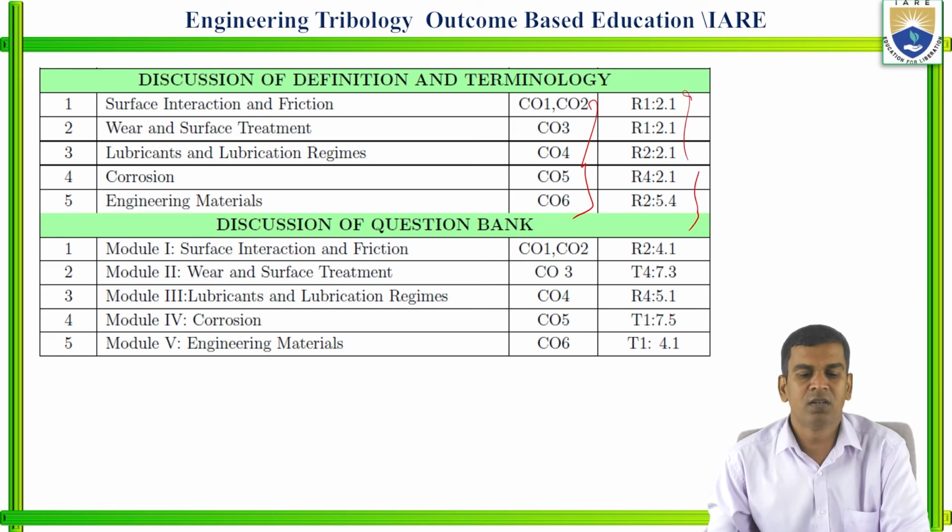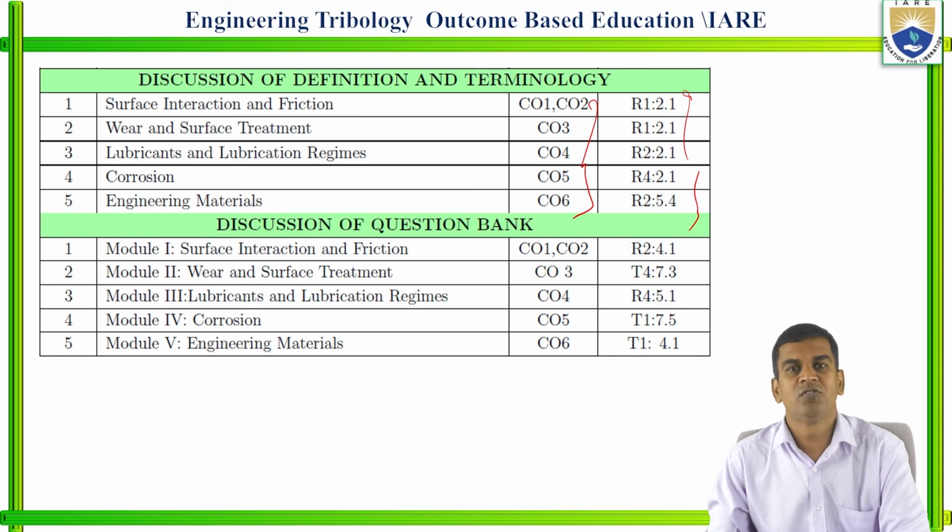Okay, next we will discuss the question bank. Module 1 is surface interaction and friction. Module 2 is wear and surface treatment, and module 3 is lubrication and lubricating regimes, and the fourth one is corrosion, and the fifth one is engineering materials. In the class, we will be discussing the important questions, and they will be provided with the question bank, which can be available in the LMS of the respective subject.